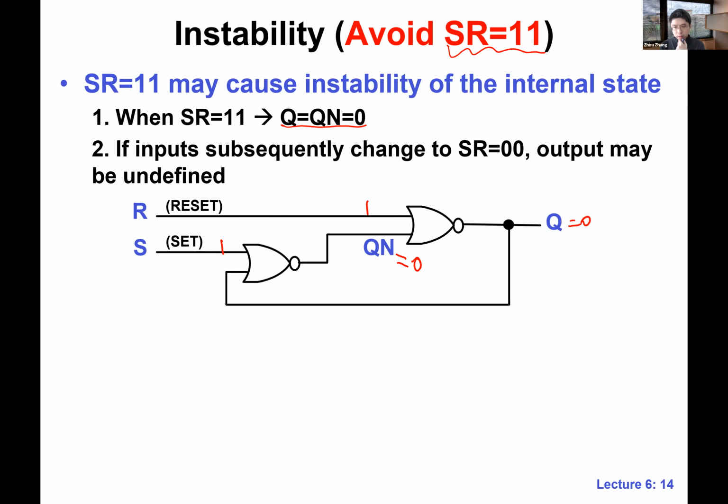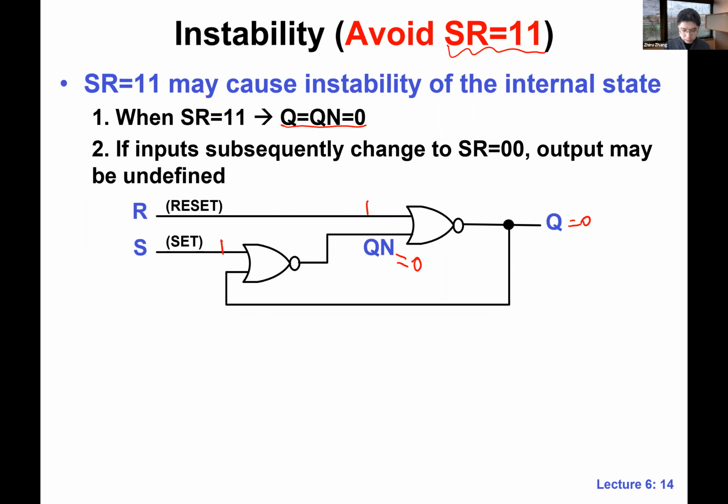Ashley is asking, so when S is 0, R is 0, yes? When R is 0 and S is 0, we basically have two cross-coupled inverters. That's a stable storage element, and that's where we are holding the state. It's basically a self-reinforcing loop with two inverters.